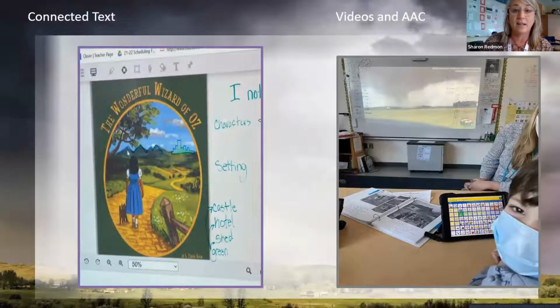Well, I start with a connected text. And if you haven't noticed, I had a little bit of a theme going with Kansas and the yellow brick road. Maybe you didn't catch on to that, and that's okay. But this was the authentic text we used in the piece that I'm going to be showing, The Wonderful Wizard of Oz. And so we have our connected text.